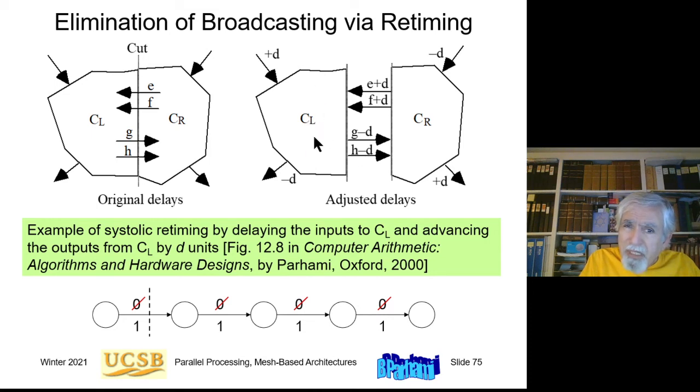So basically this left side of the circuit receives everything from the right side d time units later. So basically the primary input should be delayed too. Everything that comes into this part of the circuit comes d time units later. But because we have reduced these output delays by d, this part of the circuit receives its signals at exactly the same time as the original circuit. So everything is delayed into this part by d, and everything coming out of this part is advanced or speeded up by d time units, and therefore this circuit still works correctly.